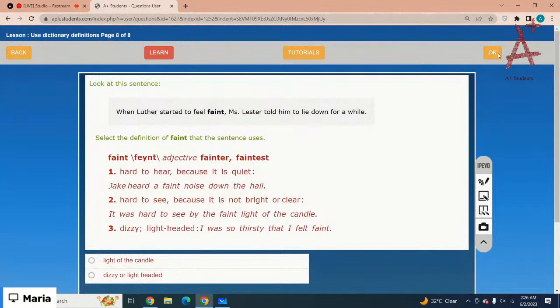When Luther started to feel faint, Miss Lester told him to lie down for a while. So what does the word faint mean here in the sentence? Hard to hear, hard to see because it is not bright or clear, or dizzy. Lightheaded, dizzy or lightheaded. So which is the correct option? Yes, that would be the second option. Dizzy means lightheaded. Got it?